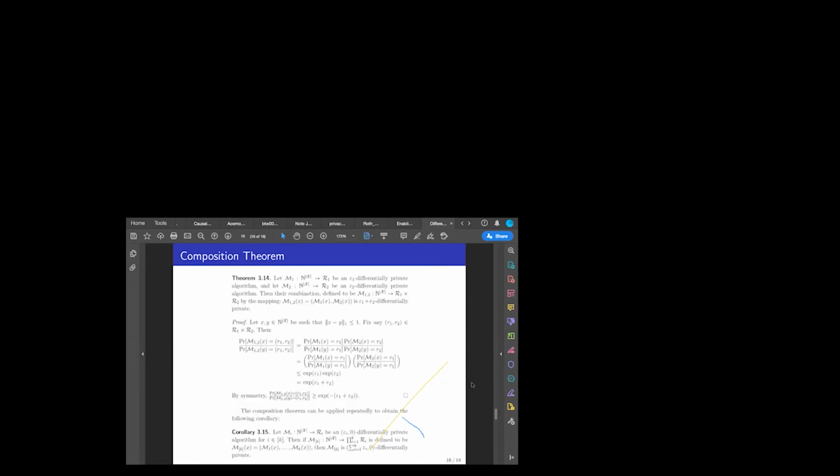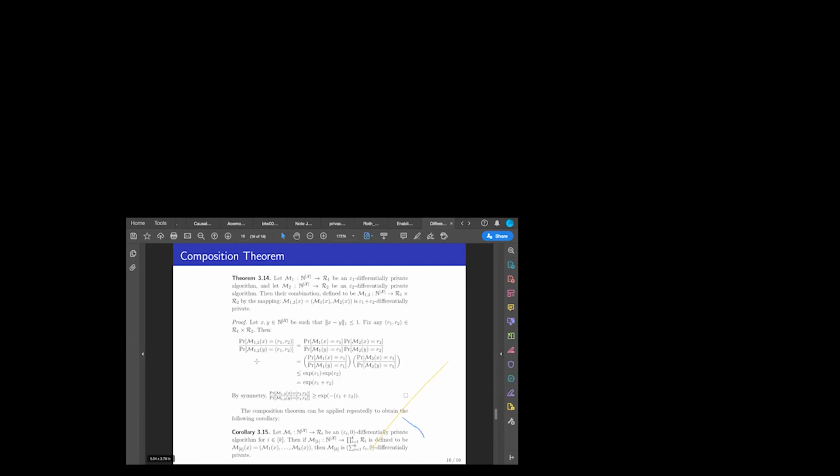Moving on to the next slide. Another important property of differential privacy is what is known as the composition theorem. If I have one mechanism which is epsilon 1 differentially private, and another which is epsilon 2 differentially private, and we query both of them together, the data that we obtain is going to be epsilon 1 plus epsilon 2 differentially private.